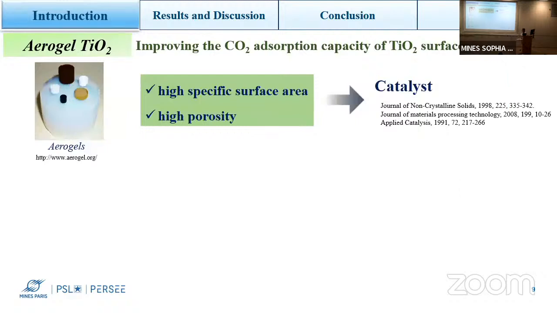Not just from doping and metal deposition, we also consider the morphology of TiO2 to improve its CO2 absorption capacity. Aerogel is an interesting material. It has a high specific surface area and high porosity, so it is an ideal material for preparing catalysts.